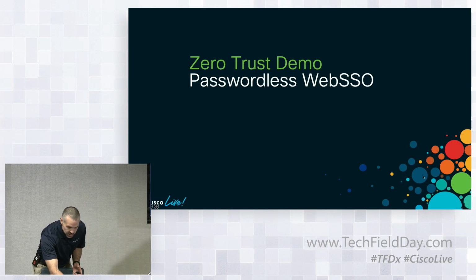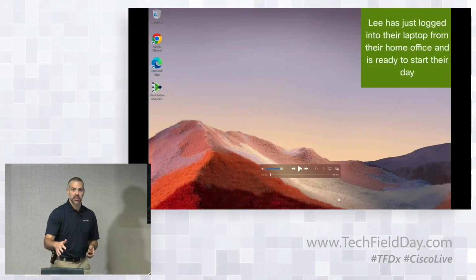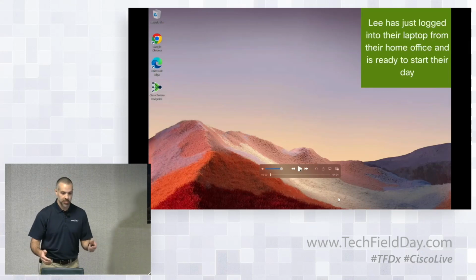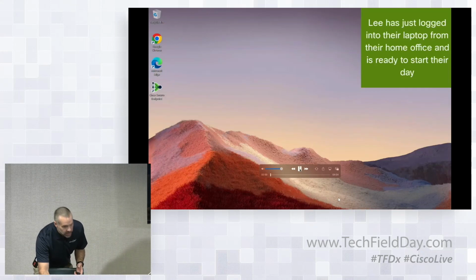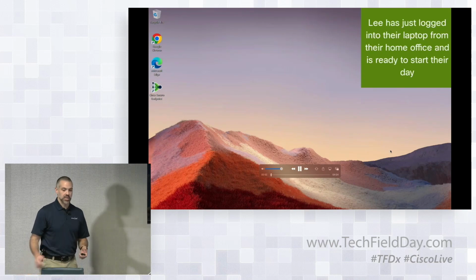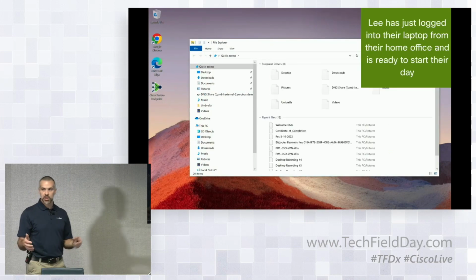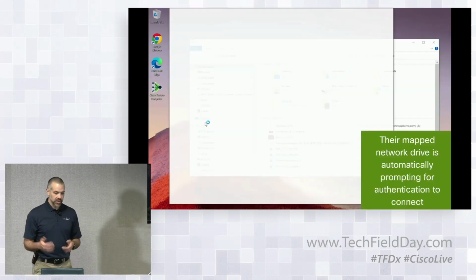The first one I have up for you is to go over the full gamut of Zero Trust with the authentication stack here. And so we've got Lee here. Lee's our persona, and Lee's basically just going about the day-to-day activities that they do. They're going to start out here by accessing their file share. So they might have a mapped drive or something like that, and they go to access that.